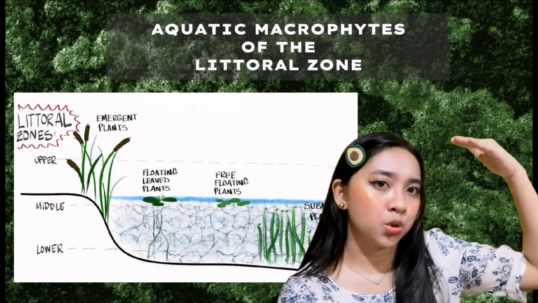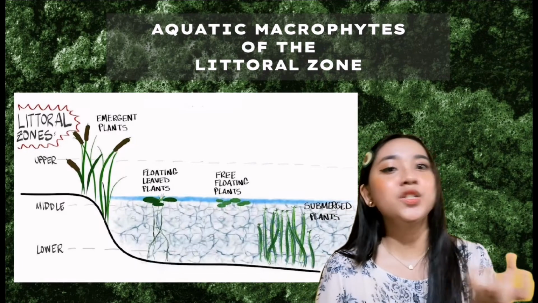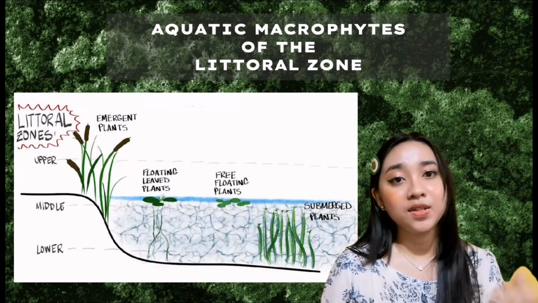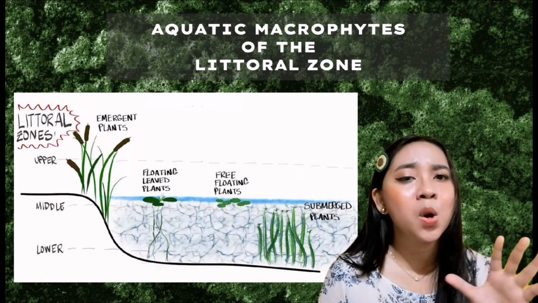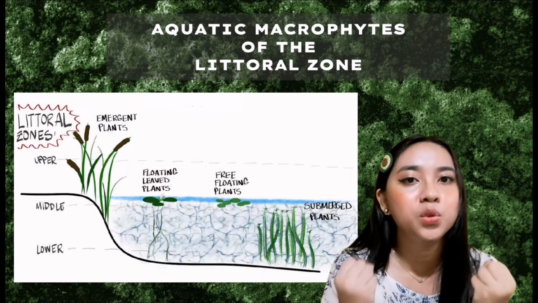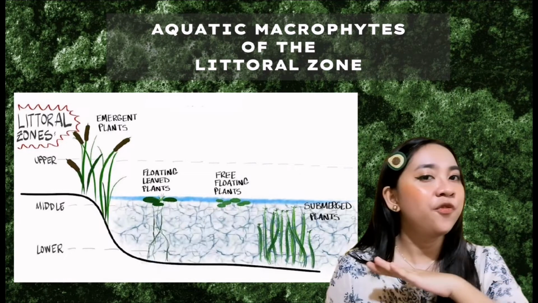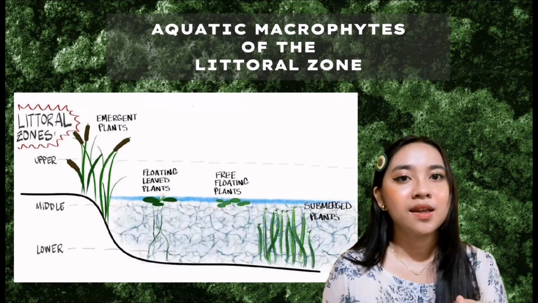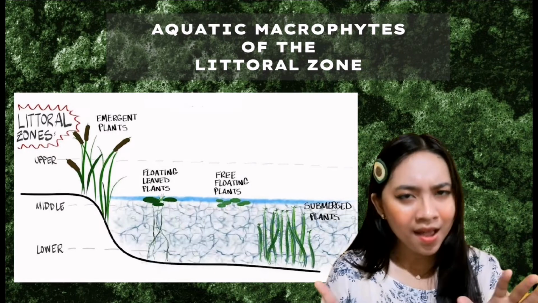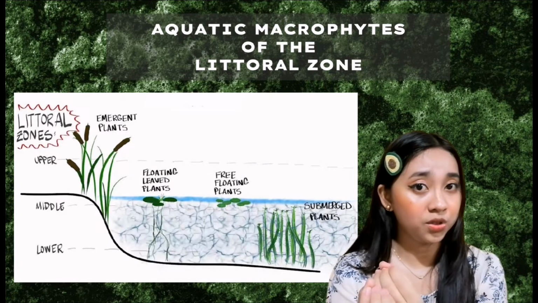In the upper littoral zone, there are emergent plants. Emergent plants are rooted underwater but have exposed stems and leaves and need to be strongly rooted to withstand the wind and waves found in shallow waters, since they do not have the water to support their structure.